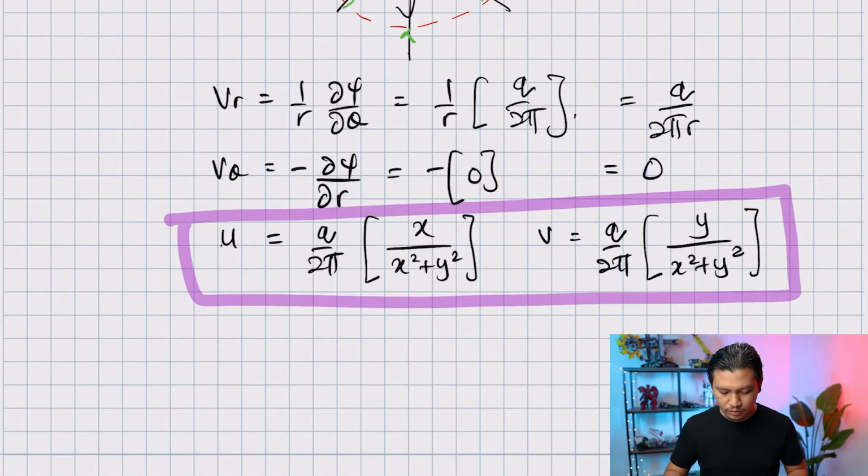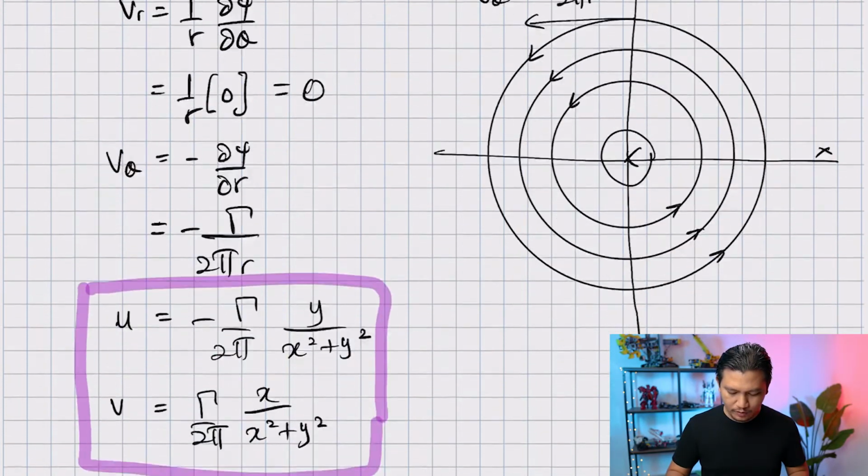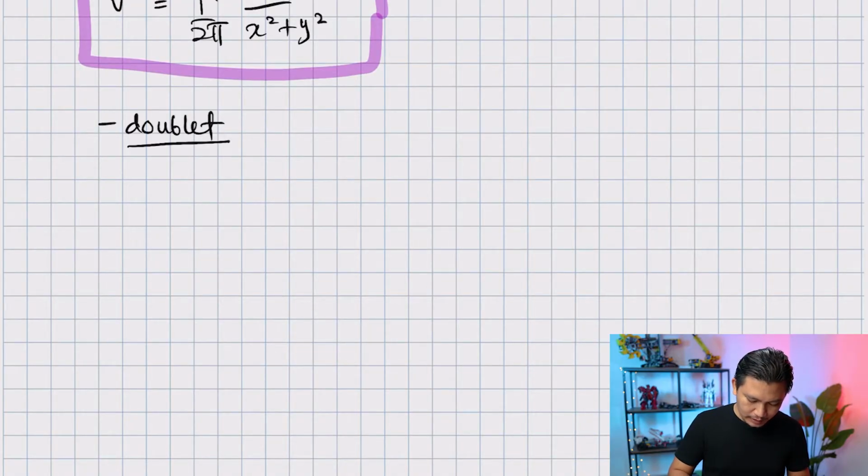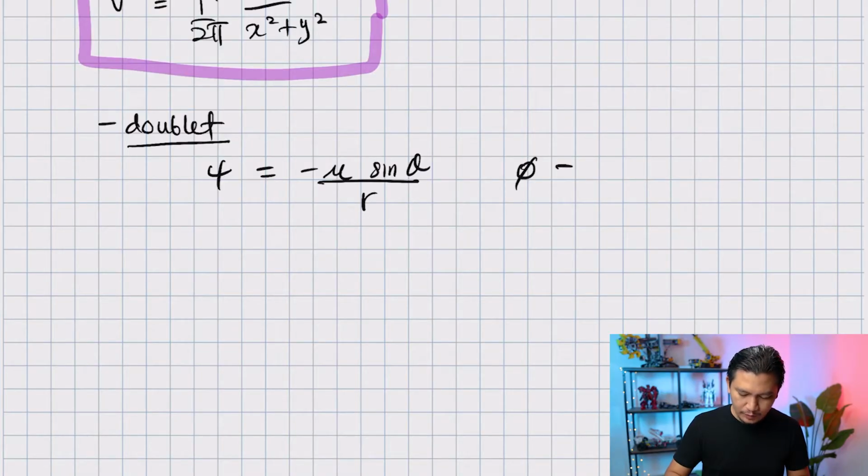Right, so moving on to the last type of flow that we are going to be looking at, and that flow is called a doublet. And for a doublet, the stream function is psi equal to minus mu sine theta over r, and the velocity potential is phi equal to minus mu cos theta over r.